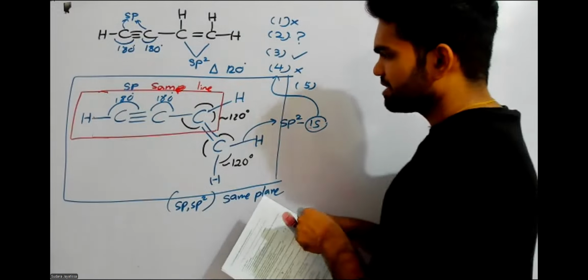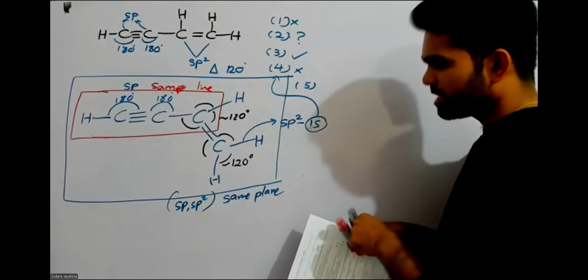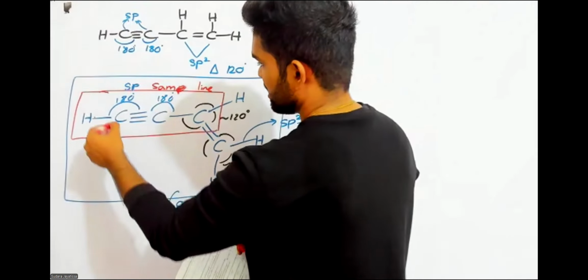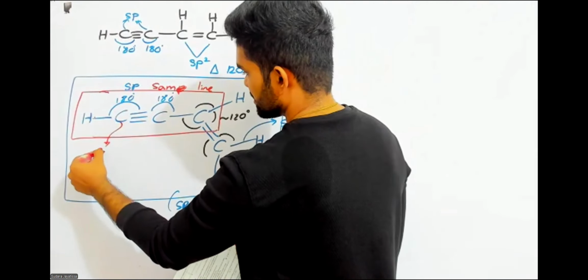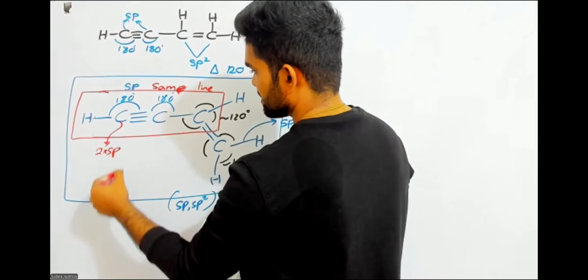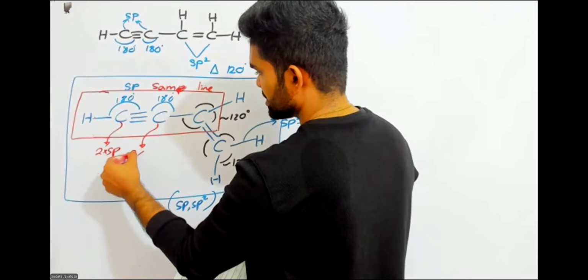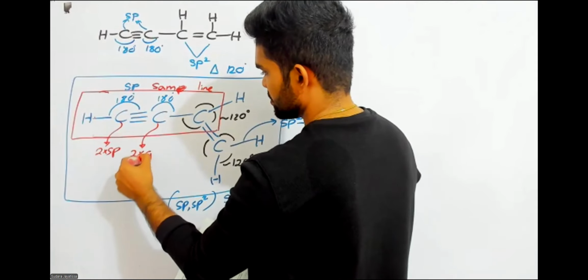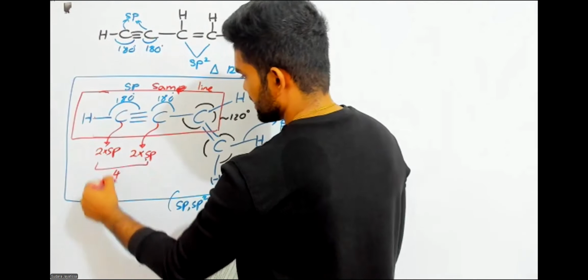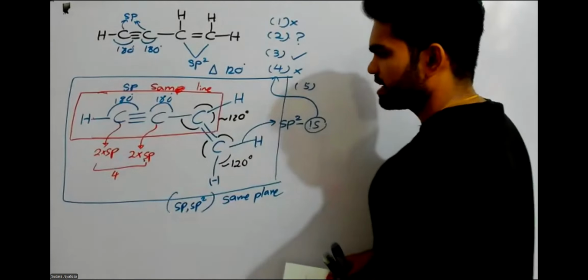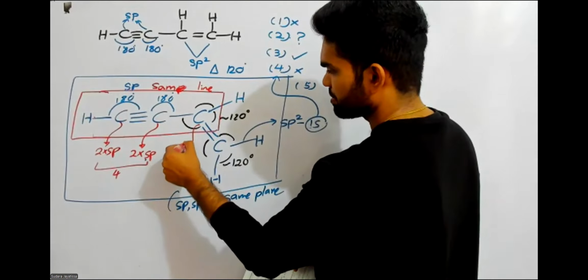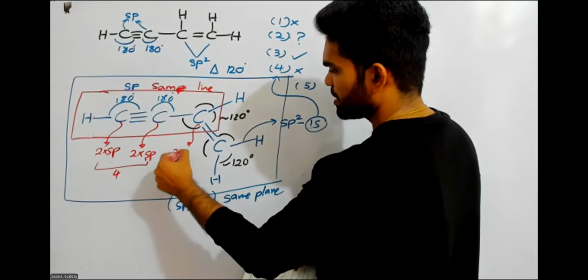Yeah, this carbon is... wait, okay. So this carbon is sp, no? So for this carbon you have two sp hybrid orbitals, and for this carbon also you have two sp hybrid orbitals. So altogether you have four sp hybrid orbitals, right? But let's see this one. It is sp2. So you have three sp2 hybrid orbitals.